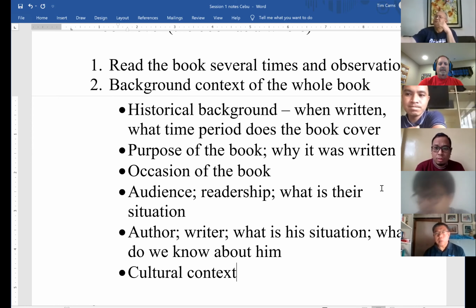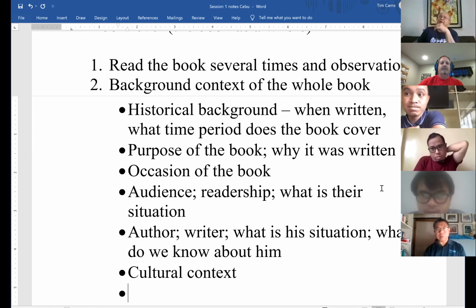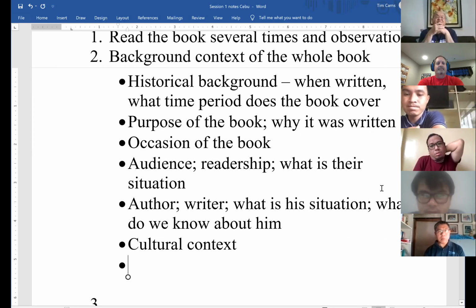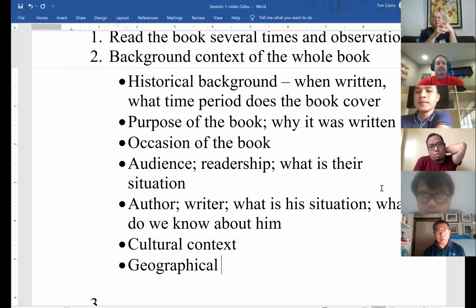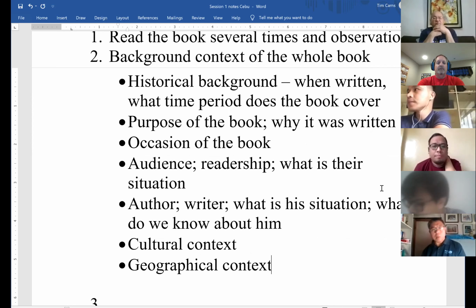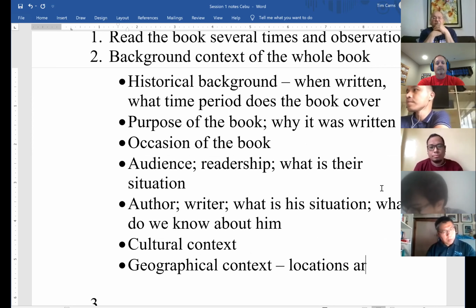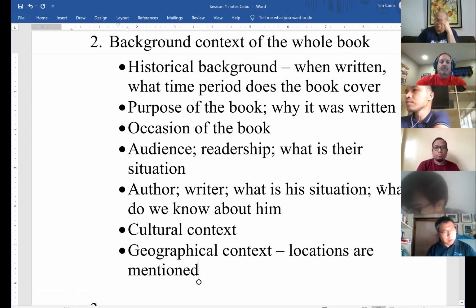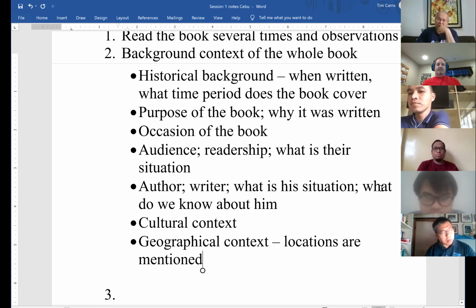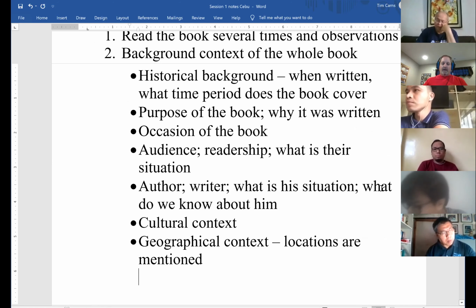Anything else that comes to mind as far as background context? How about this one? The locations. What locations are mentioned in the book? This is very important as well, because certain places might be mentioned, and if you don't know how the original audience understood that place, you're going to miss a particular point that the author is making.